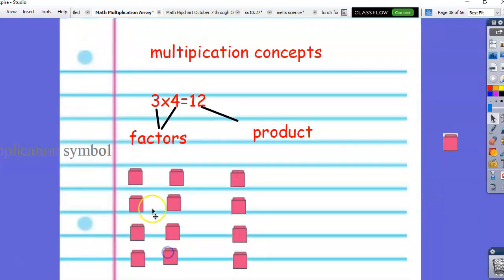And so those are our factors. The 3 groups is the 3 right here. That's our 3 groups, and our 4 is our factor. And then they counted, and 3 times 4 is 12. There's the different ways they said.